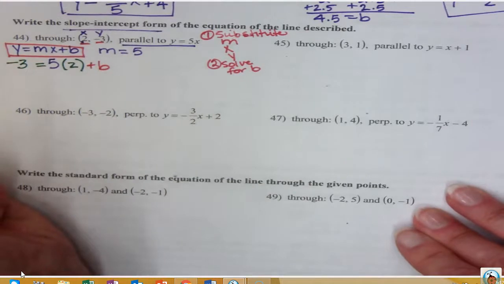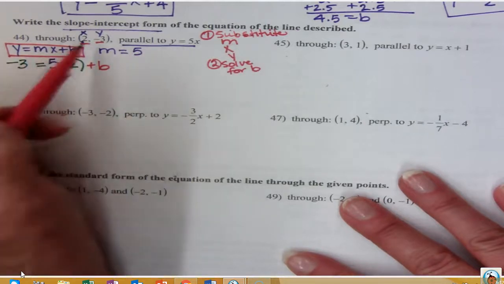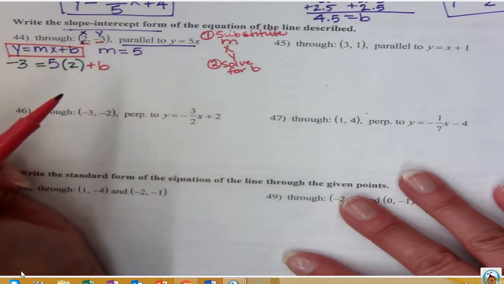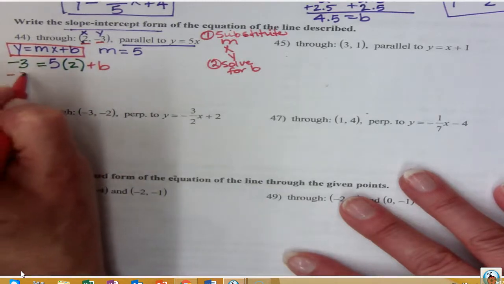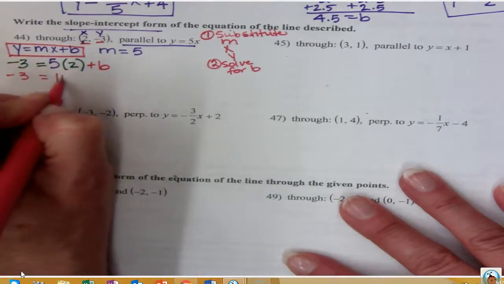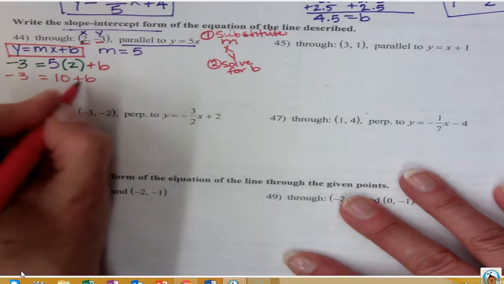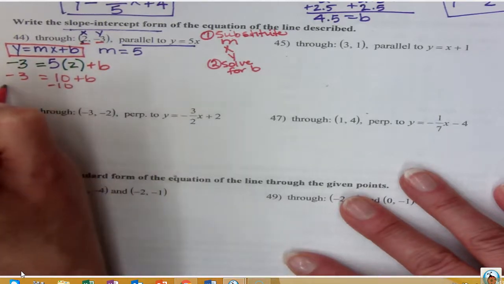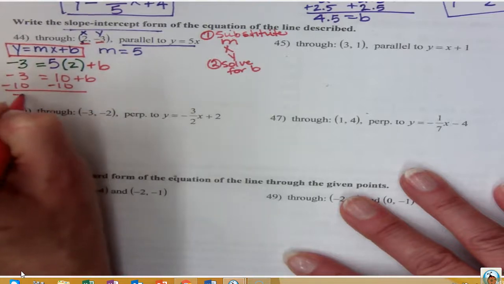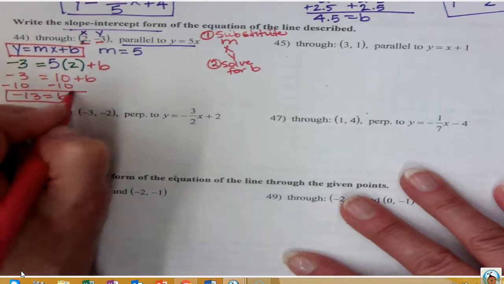We don't know b. That's one mystery that we don't know. We figured out what the slope is. They gave us the x and the y values. Now we just have to figure out the mystery of b. So we get -3 equals 5 times 2 is 10 plus b. I'm going to use my inverse operation to get b by itself. I need to get this 10 over on that side, so I need to subtract 10 from both sides of the equation, and I get -13 equals b. Okay, so I've solved for b.